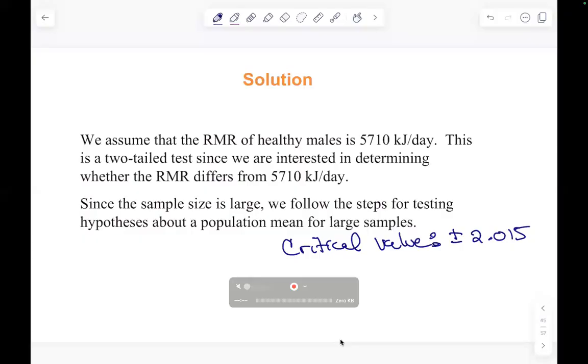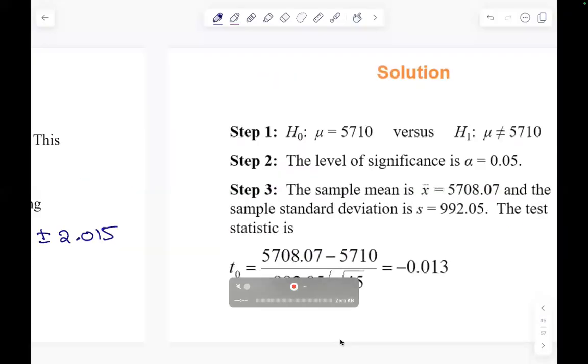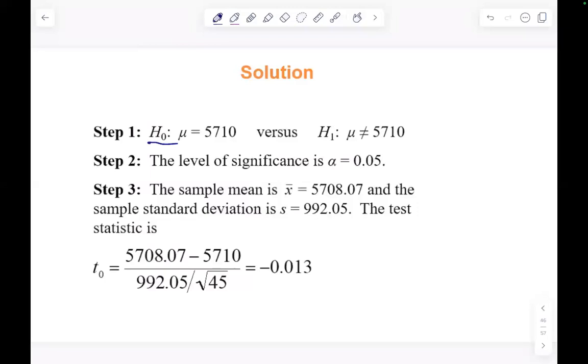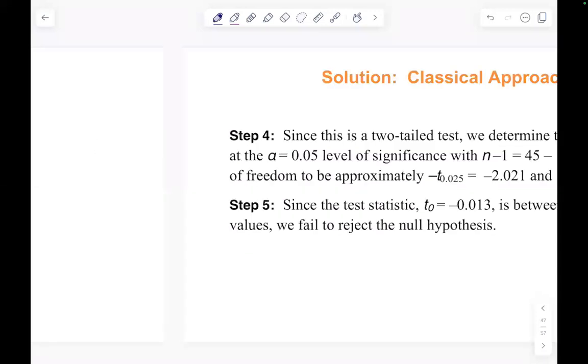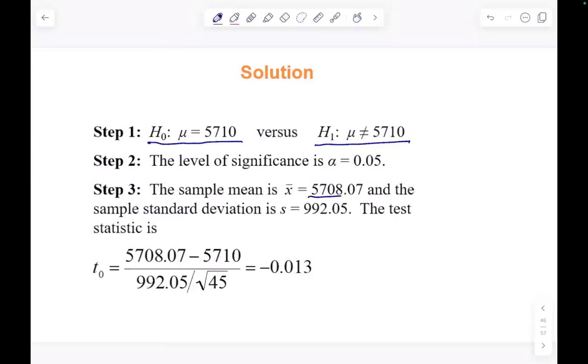Let's go back to our screen. Okay, our null hypothesis: our mean equals 5710. That's what they said that the average is. They told us they think it's different today, so we do the not equals because they think it's different. They gave me an alpha of 0.05. Our sample mean, based on what they gave us, is 5708.07. And the standard deviation they gave us was 992.05.